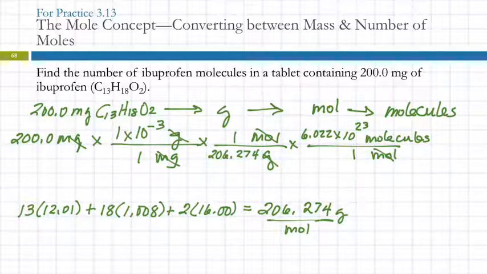So 200 times 1 EE negative 3 divided by 206.274 times 6.022 EE 23 equals. How many significant figures is this answer supposed to have? 4. Our starting mass had 4. Avogadro's number, as we've written it, has 4. Our molar mass has at least 4. And then this is exact.